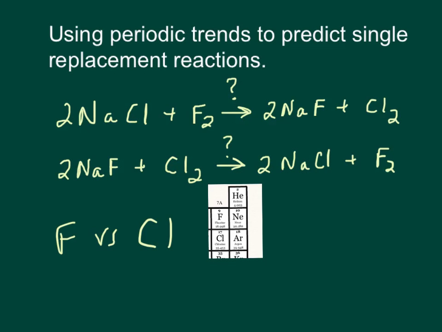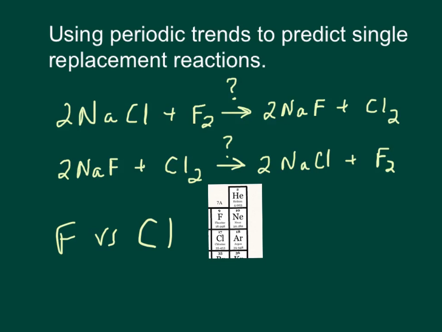By looking at the placement of fluorine and chlorine on the periodic table, we can see that fluorine will have one fewer shell of electrons. What this is going to do is it's going to provide greater attractive forces for gaining electrons. And so fluorine is going to be the more reactive one because of the smaller distance by having fewer shells.